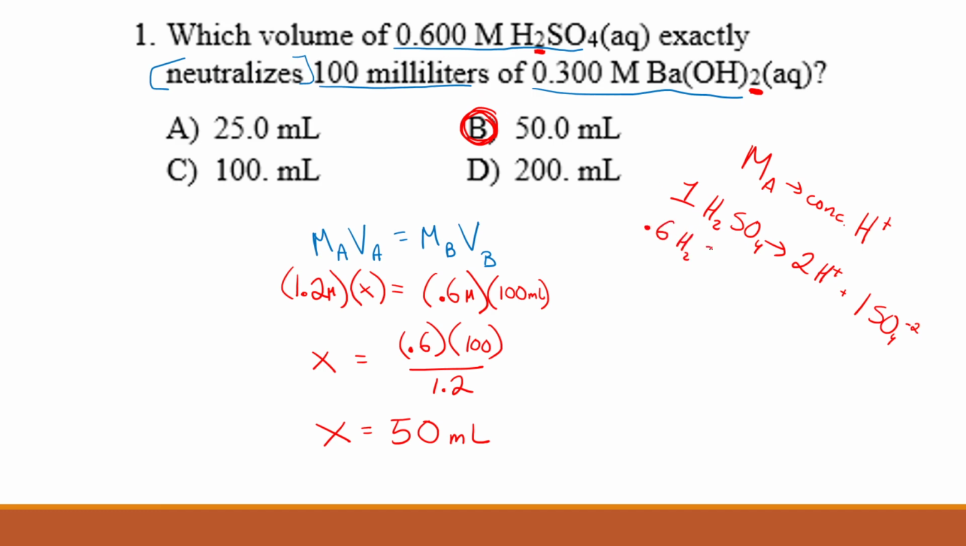If I have 0.6 H2SO4, that's what they're telling me in the question, right? With our normal balancing rules, we're going to have to double that number. 1, 2, 1, 0.6, 1.2. And we care about the H+, so this is the number that then gets plugged in.